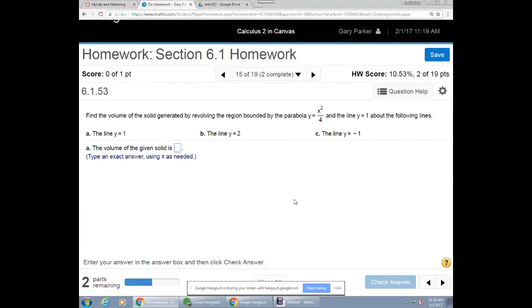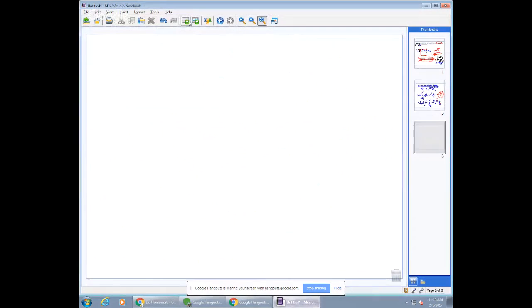Find the volume of the solid generated by revolving the region bounded by the parabola and the line y equals 1 about the following lines. Okay, so I'm not going to do all 3 parts, but I'm going to do one of them for sure. So what do we have? We have the region bounded by y equals x squared over 4 and y equals 1. All right, so sketching that region in the plane is part 1.